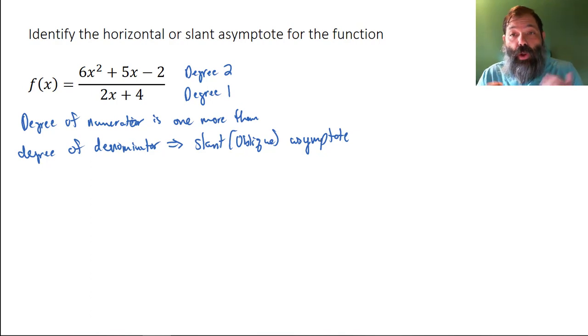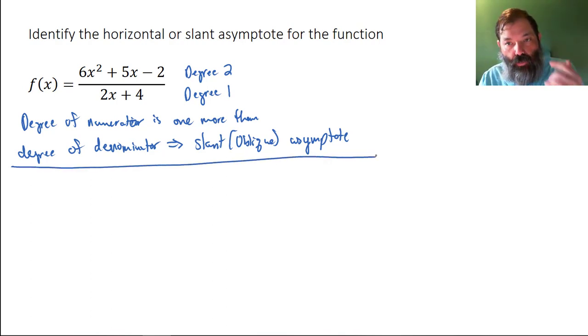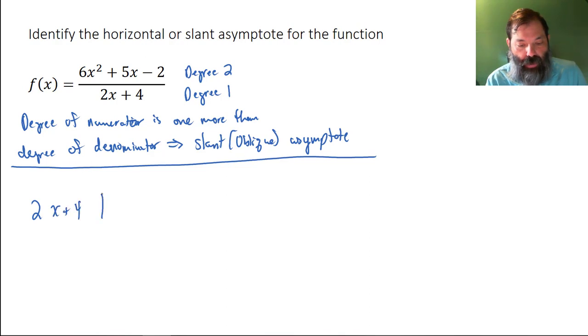All right, so now how to find it? Well, use long division. So let's rewrite this function using long division. Let's divide 2x plus 4 into 6x squared plus 5x minus 2. All right, so 2x divides into 6x squared 3x times.